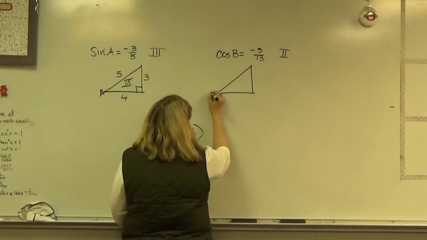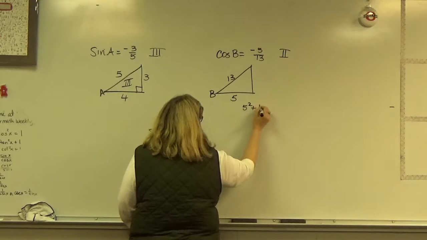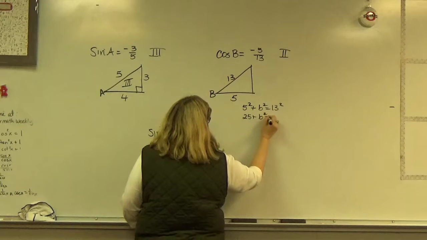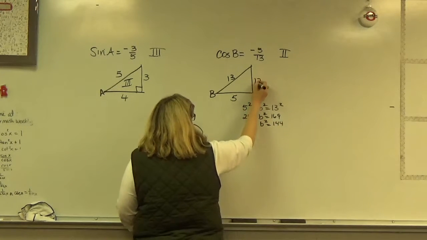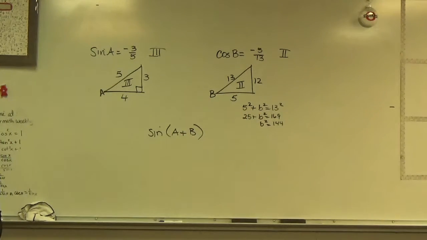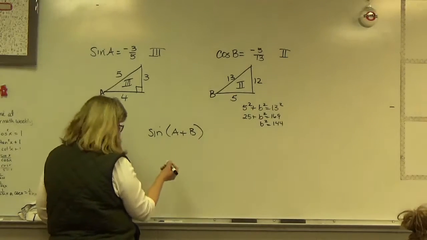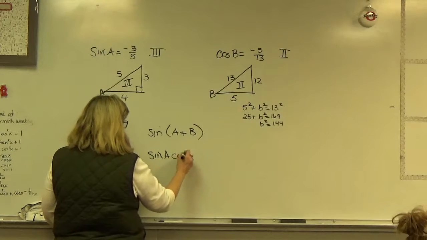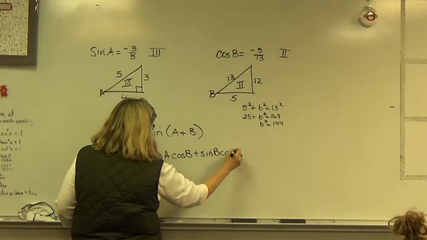Okay, cosine is adjacent over hypotenuse. So Pythagorean's theorem. So B is going to be 12. And we're in the second quadrant. Now, I asked you to find the sine of A plus B. What's the formula for sine of A plus B? Sine of the first, cosine of the second, plus sine of the second, cosine of the first.